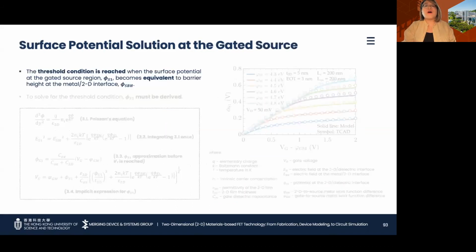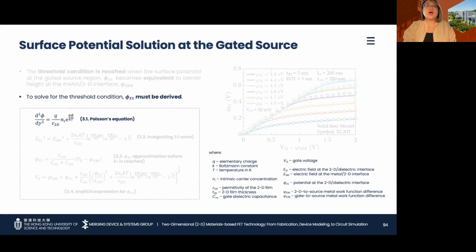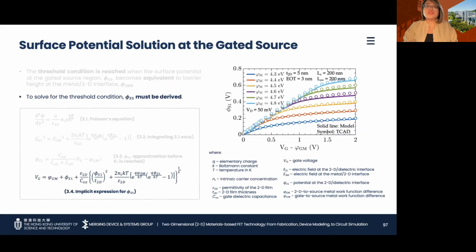So after identifying the onset of tunneling, we then need to solve for the surface potential at the gated source region, phi-S1, to derive a closed-form solution for the threshold voltage model. Using Poisson's equation, integrating it once, and using appropriate boundary conditions, we can then solve for phi-S1 before the threshold condition is reached and across different gate voltages, where the model could match the simulation results closely even when different source metal work functions are used.